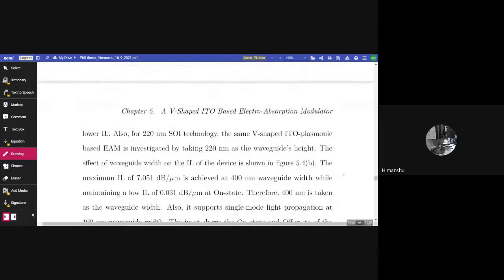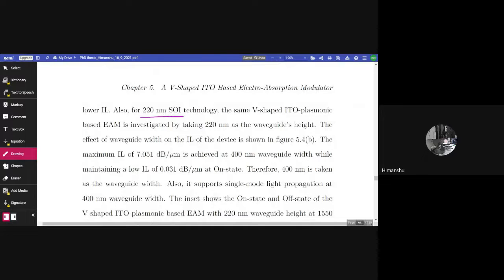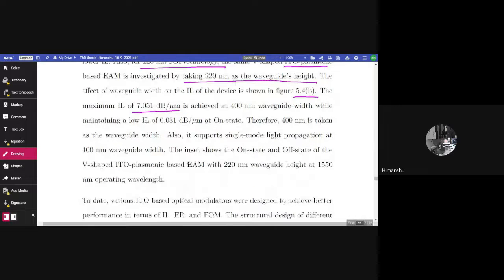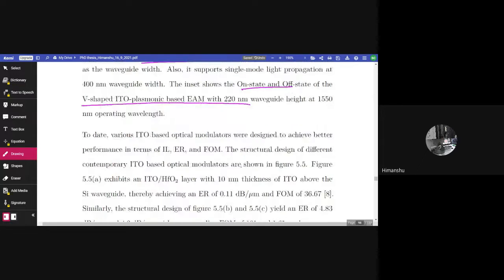Also, for 220 nanometer SOI technology, the same V-shaped ITO plasmonic based EAM is investigated by taking 220 nanometer as the waveguide's height. The effect of waveguide width on the IL of the device is shown in figure 5.4b. The maximum IL of 7.051 dB per micrometer is achieved at 400 nanometer waveguide width while maintaining a low IL of 0.031 dB per micrometer at on state. Therefore, 400 nanometer is taken as the waveguide width. Also, it supports single mode light propagation at 400 nanometer waveguide width.